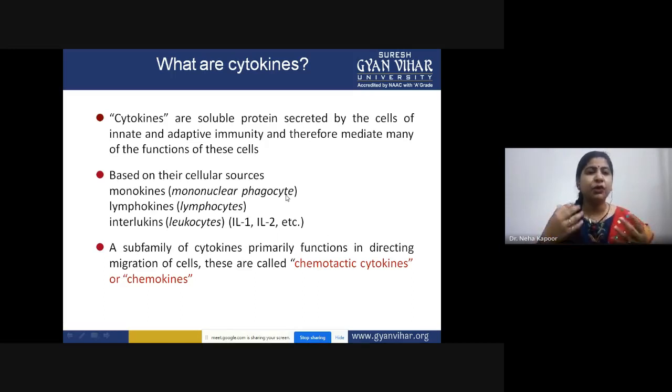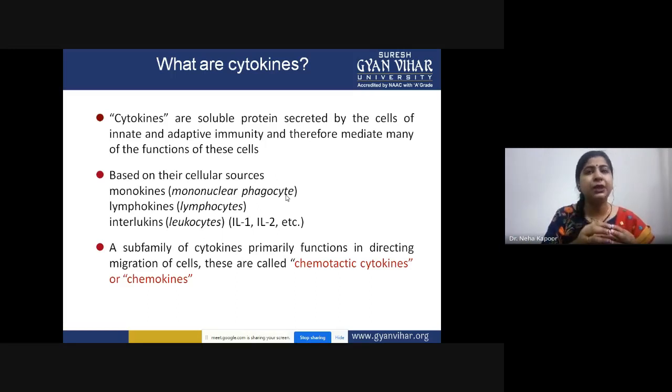Depending upon their cellular sources, that means what kind of cells are secreting those cytokines, they are named as such. For example, if these cytokines are secreted from mononuclear phagocytes, they are known as monokines. If they are secreted from lymphocytes, they are known as lymphokines. If they are secreted from leukocytes, for example interleukin 1 or interleukin 2, they are known as interleukins. However, there is one family of cytokines whose main function is to direct the migration of cells.